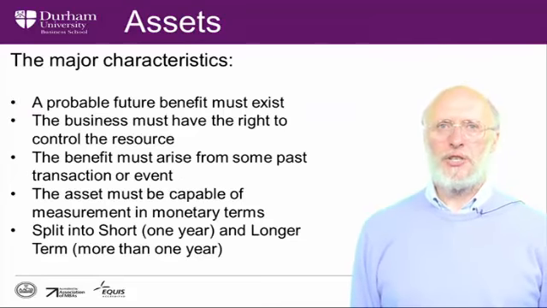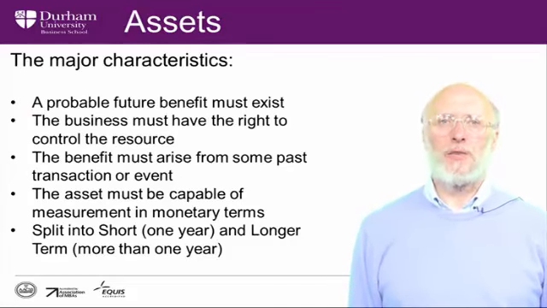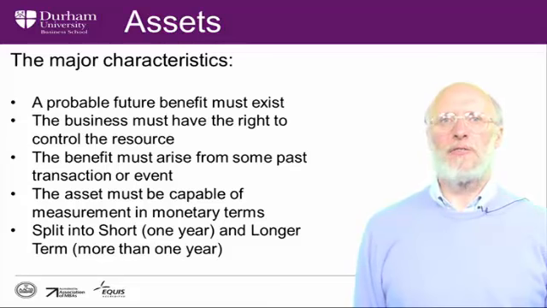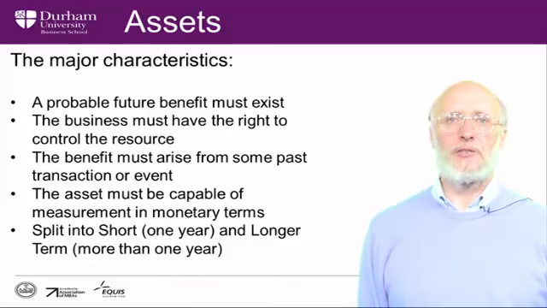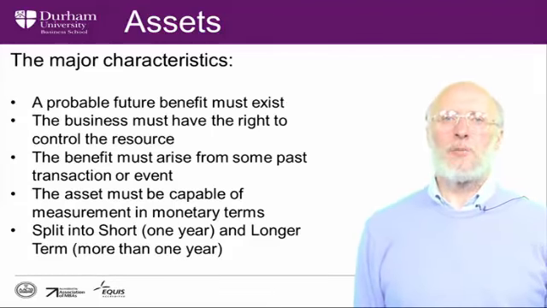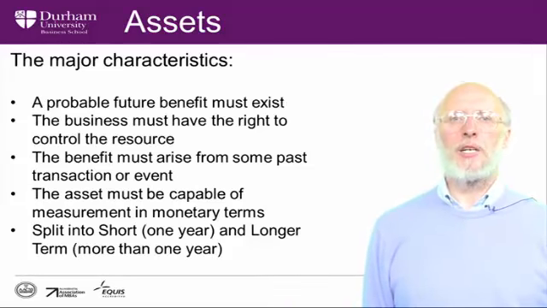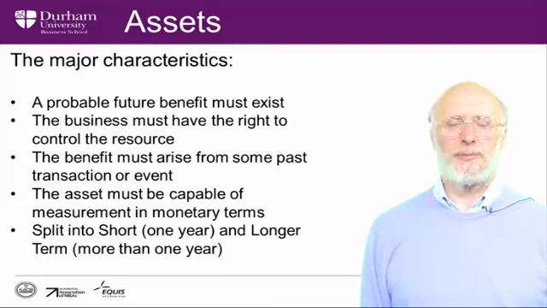Some of the major characteristics: obviously, for assets, you've got to have a future benefit that we mentioned. The business must have the right to control the asset. The benefit must arise from some past transaction or event, and the asset must be capable of measurement. Obviously, they can be split into short-term, current assets of 1 year, and longer-term, more than 1 year.